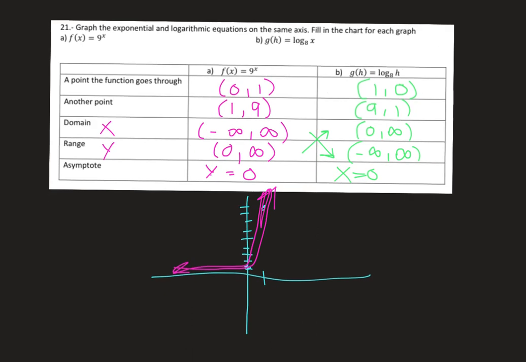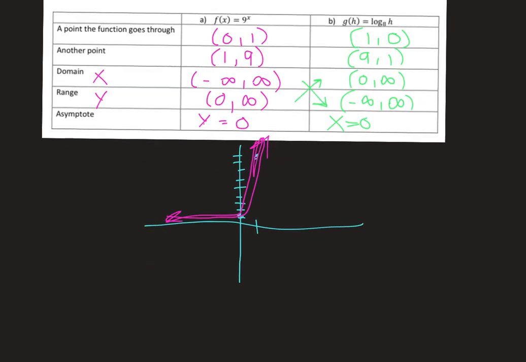If we look at that on the graph, 1, 2, 3, 4, 5, 6, 7, 8, 9, instead of going through the point 0, 1, it's going to go through the point 1, 0. And then it's going to go through the point 9, 1. So those are essentially the same graph reflected.